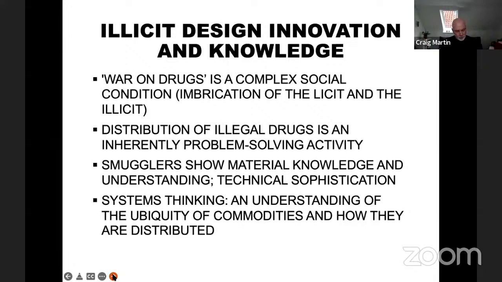The fourth point is this notion of systems thinking. And this is something that I think, particularly for your generation of designers, is incredibly important. It's not just about singularized objects. It's about understanding the broader systems within which design operates. In this case with the smugglers, there's an understanding of the ubiquity, the sheer abundance of commodities like wooden pallets being shipped across the globe, and how they're distributed. So it's understanding the systems that are in place to transport commodities and how those systems themselves can be co-opted and used for smuggling.